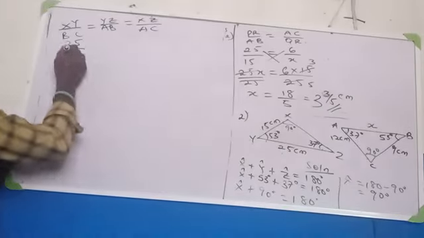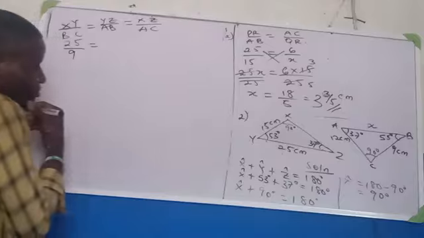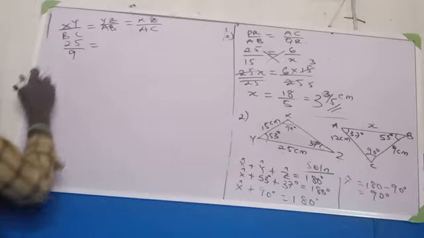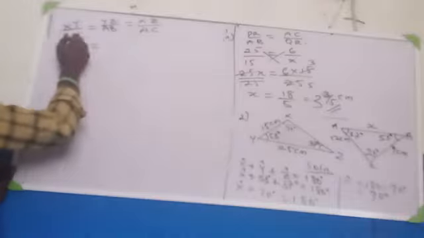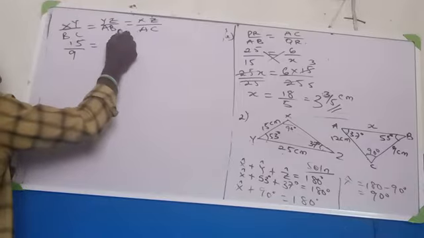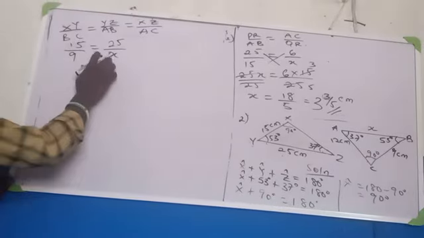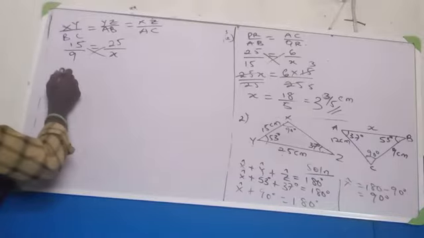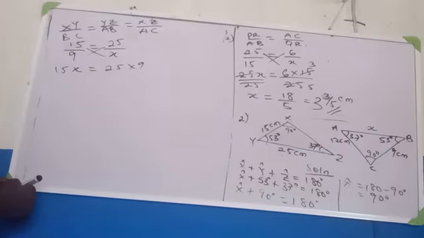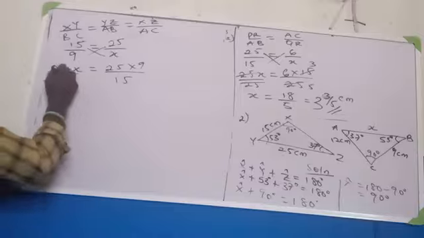9. Equal to YZ, which is 25. XY is 15. So YZ is 25, and AB is X, which you don't know yet. So you can find this now by doing what? Cross multiply. So 15x is equal to 25 times 9. So what do we do now? Divide by 15. 15 kills 15 here.